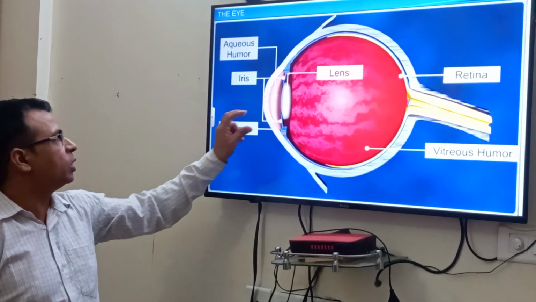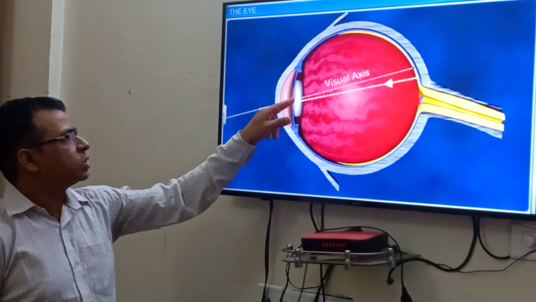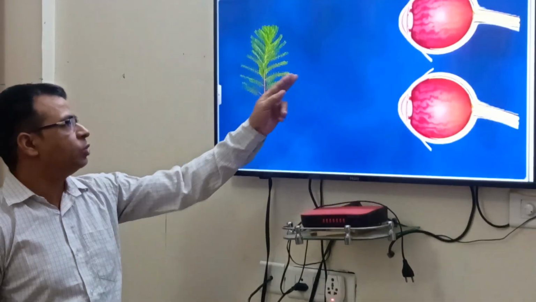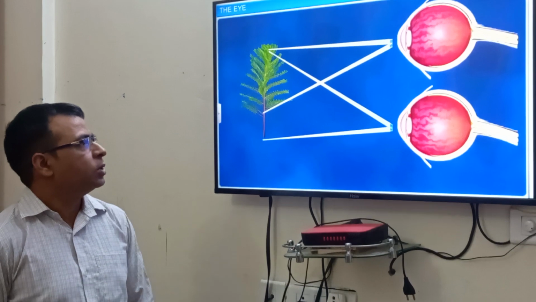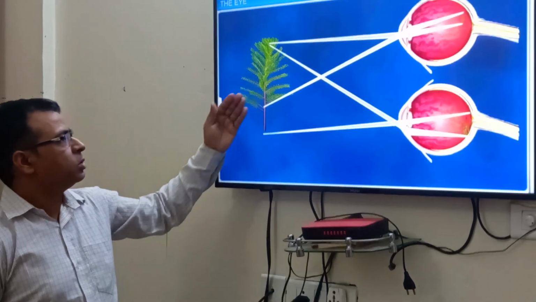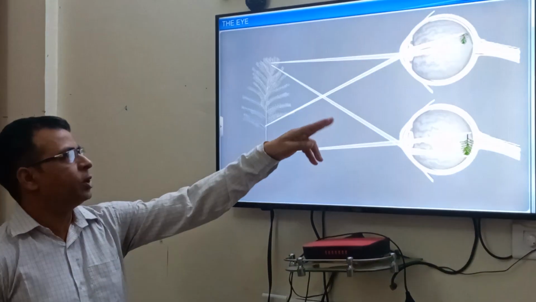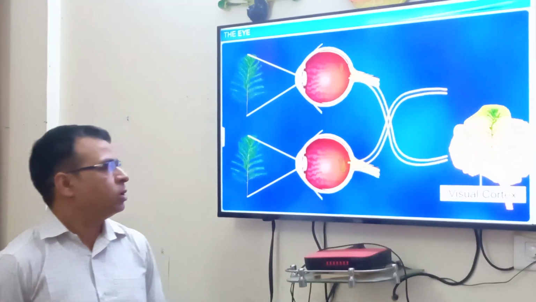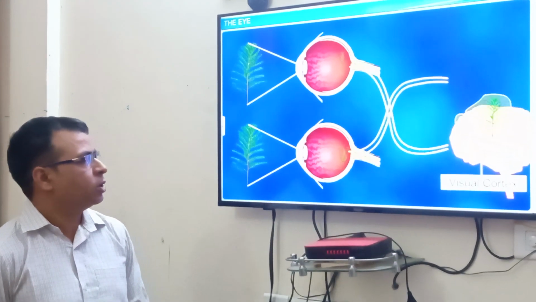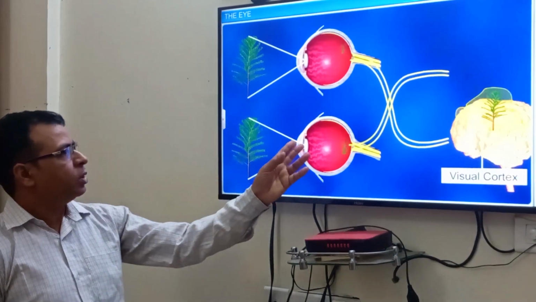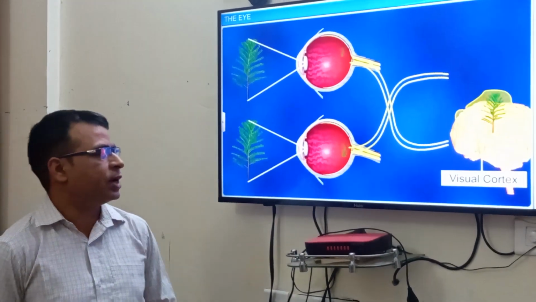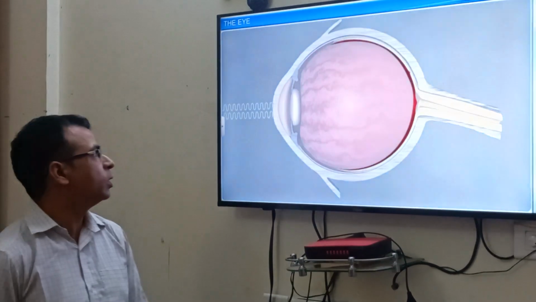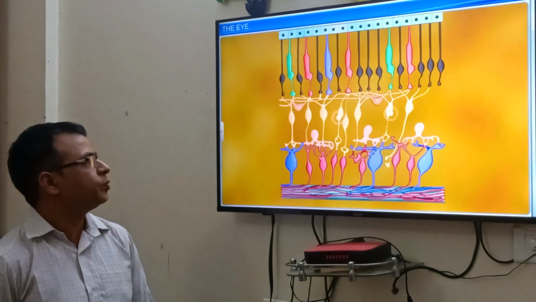Light passes through the lens and forms images on the retina. This is the visual axis, the optic axis. The image is actually formed inverted, but we see it in the correct position because of the processing of the images in the visual cortex of the forebrain.